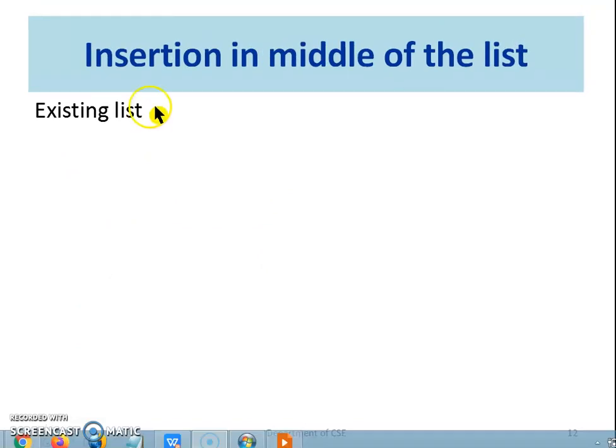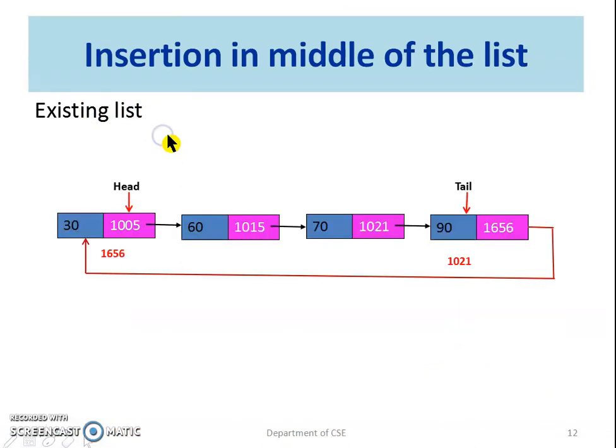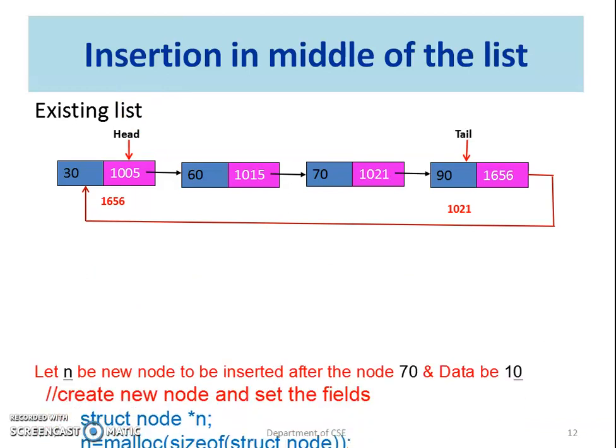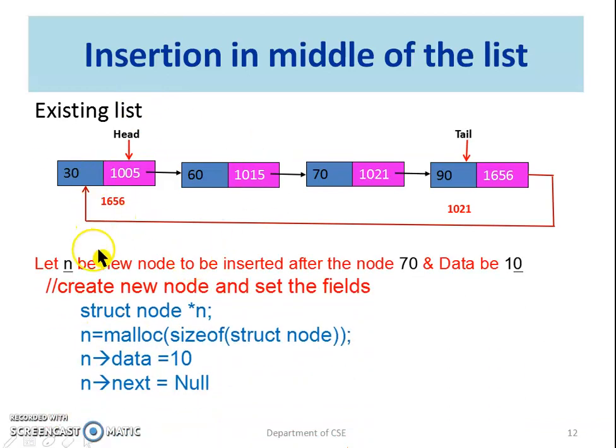Let us see the insertion in the middle of the list. When insertion is done in the middle, we are supposed to know after which node the insertion is to be carried out. The first step of insertion is creating the new node and setting the appropriate fields. This is done as usual.